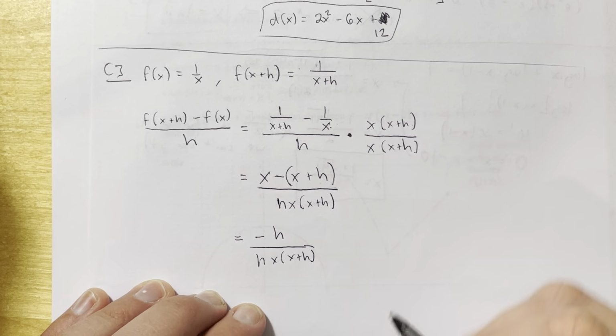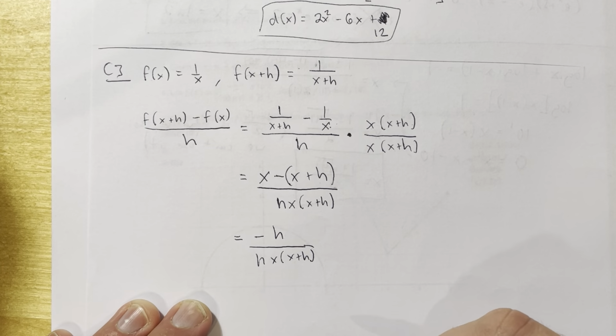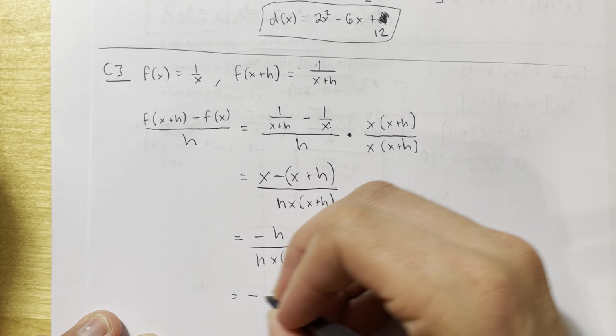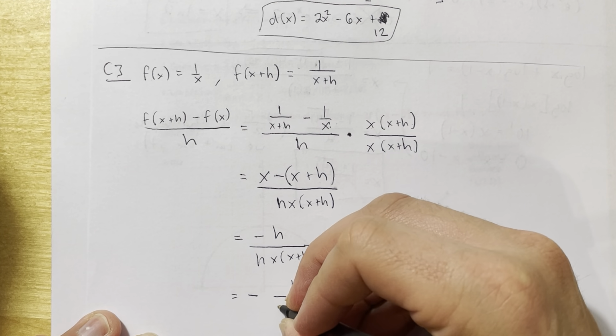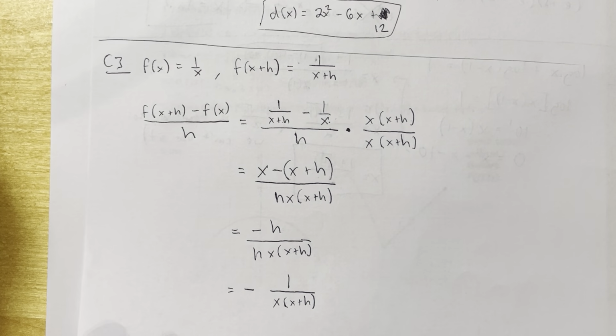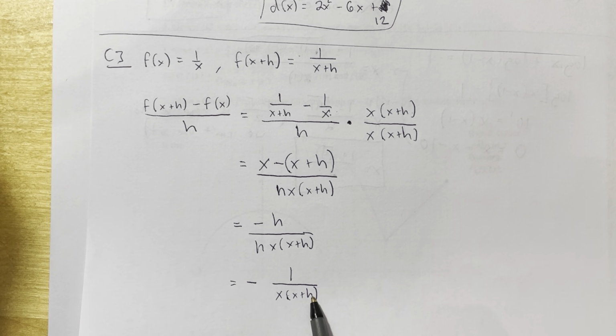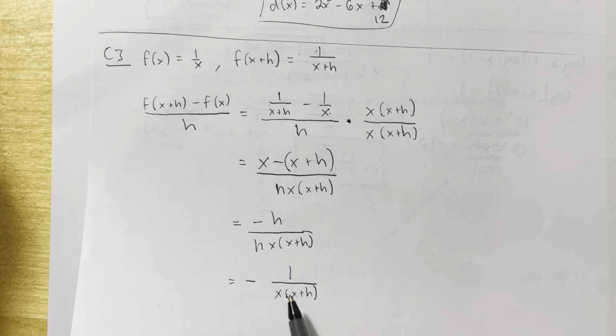And that's great because now I can get the cancellation that I said we wanted. These two h's can cancel each other out, and I'm left with negative 1 over x times x plus h. Now remember what I said, you know that you have simplified this sufficiently if I can plug a 0 in for h and get some non-zero expression in my denominator. So if I were to plug a 0 in for h here, then this would become x times x, or x squared. That's a non-zero expression.